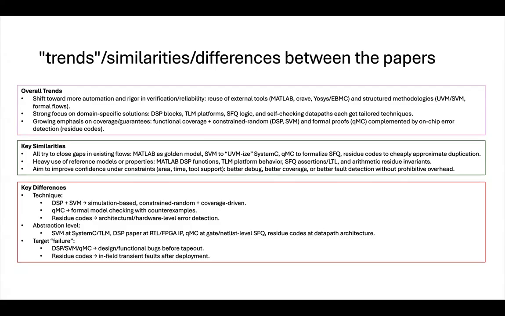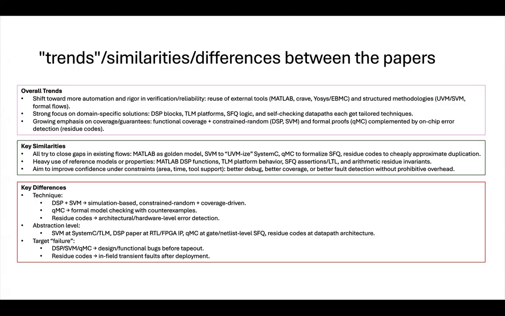Now, if we want to look into the overall trends of the four papers, you can see a common story. Verification and reliability are getting more automated, more rigorous, and more domain specific. The DSP paper shows how we can plug MATLAB directly into a UVM testbench and reuse trusted DSP models as golden references instead of hand coding complex math in SystemVerilog. The SVM paper does something similar at a high level of abstraction. It brings UVM-style components, constraint random generation, and functional coverage into pure SystemC TLM. So we can do coverage-driven verification much earlier in the design flow.